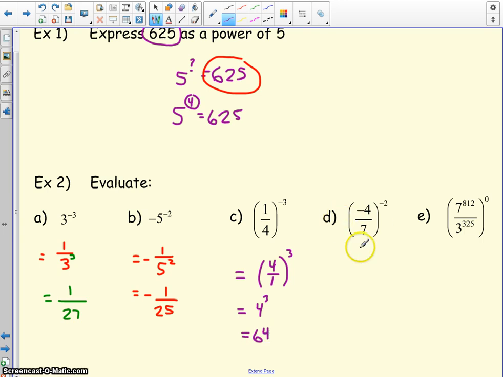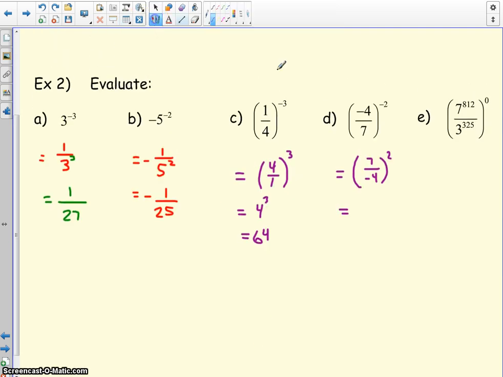Okay, for D, we're going to do a similar type of idea. We have a negative exponent here, so we'll take the reciprocal. We'll get 7 over negative 4, and now it's positive 2. Okay, and then one of the rules we saw back in grade 9 is that now this exponent distributes to both the numerator and the denominator. So this will be 7 squared all over negative 4 squared. Okay, 7 squared gives me 49, and negative 4 squared, that negative gets squared as well, so we get 49 over 16.